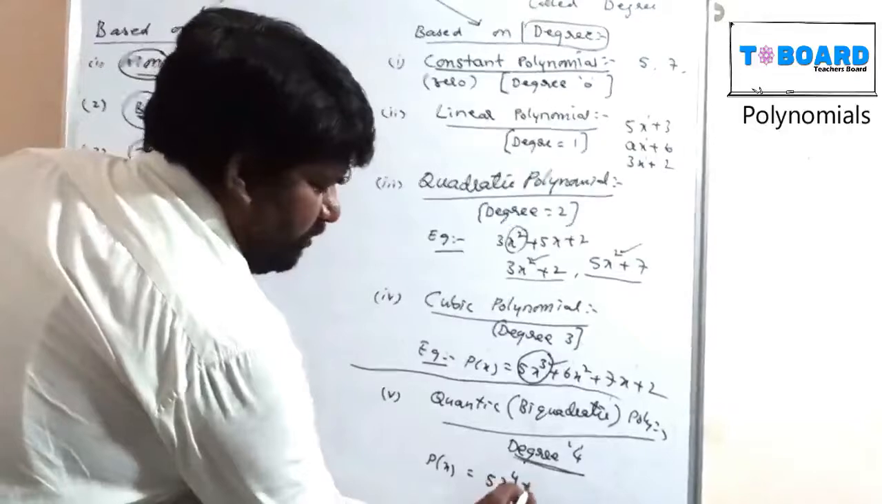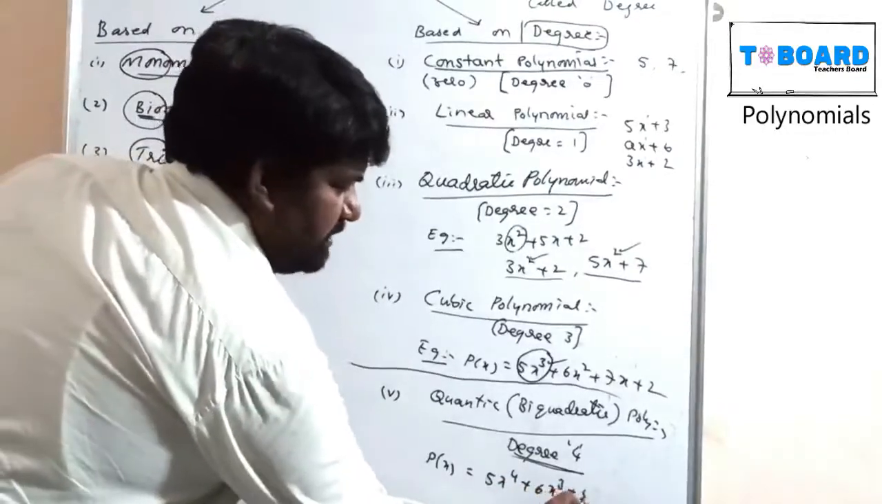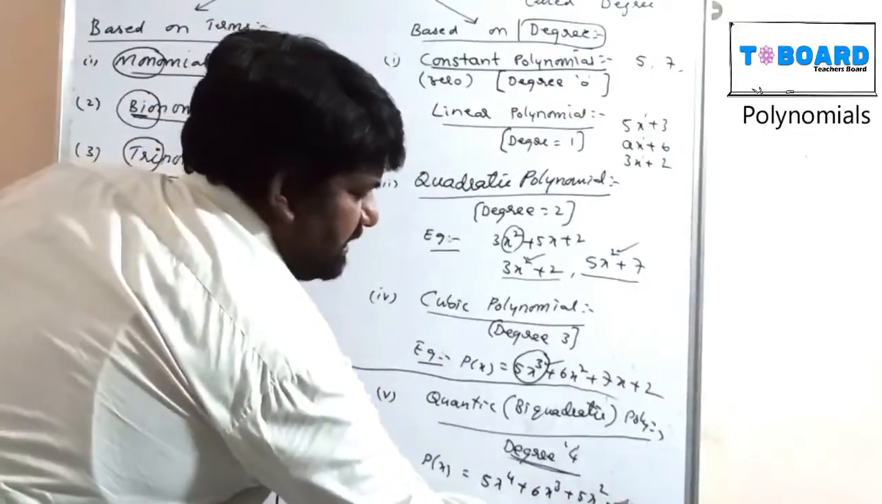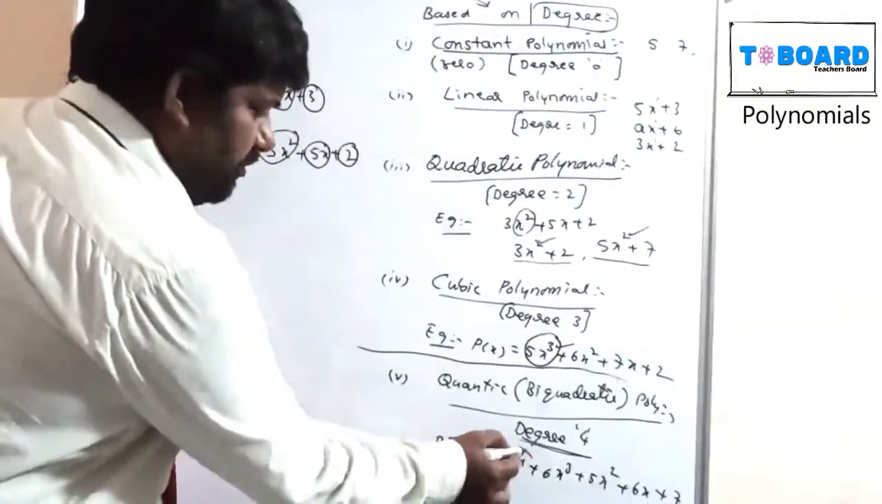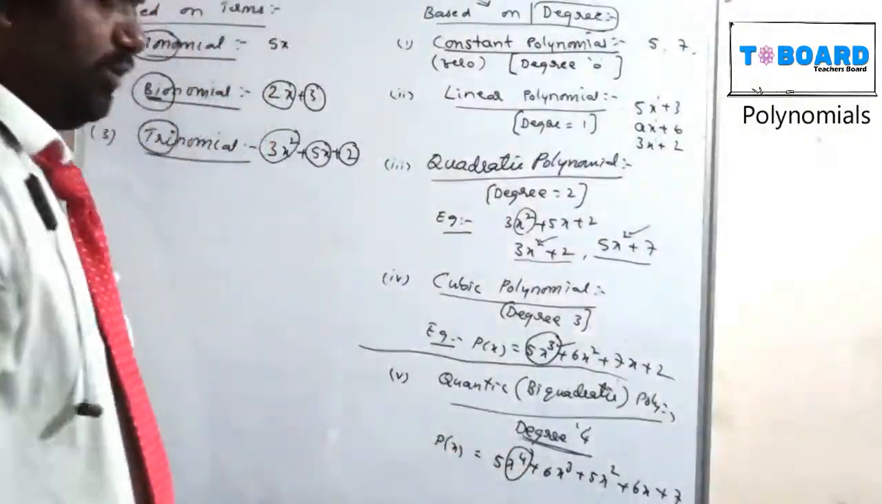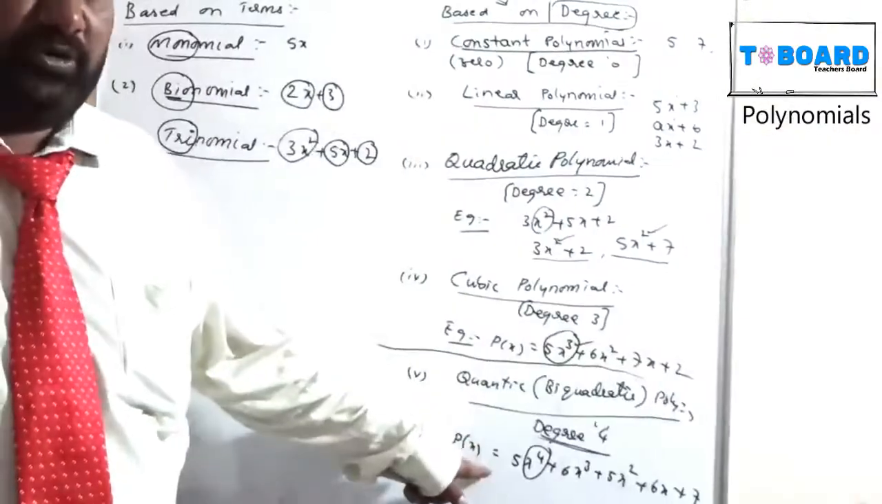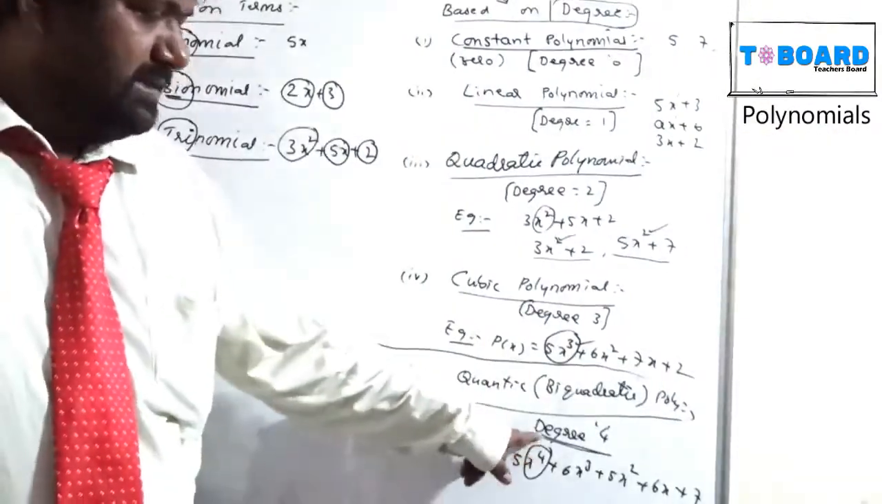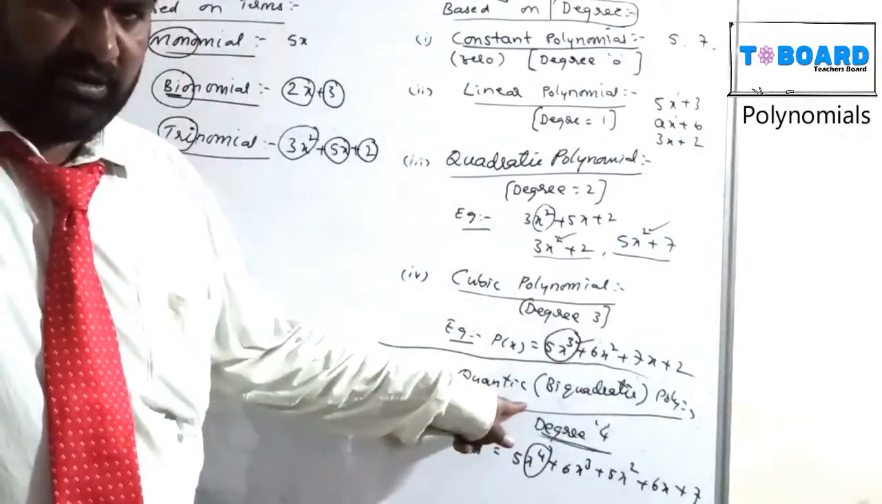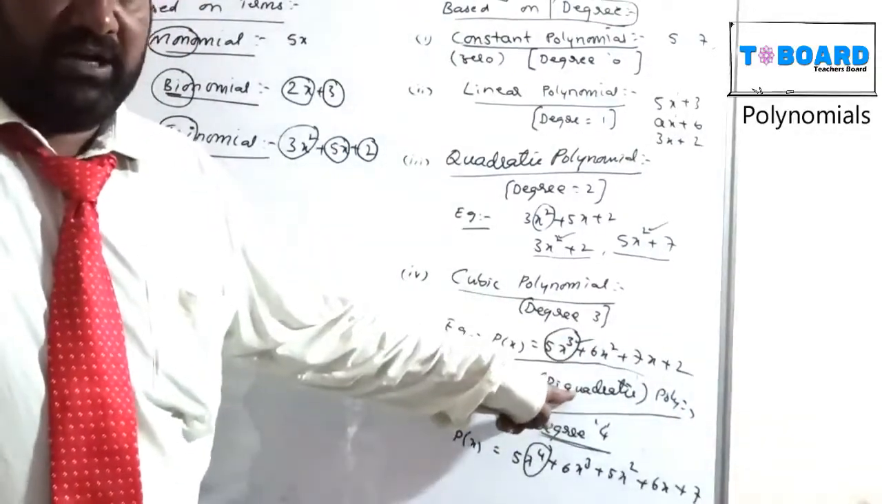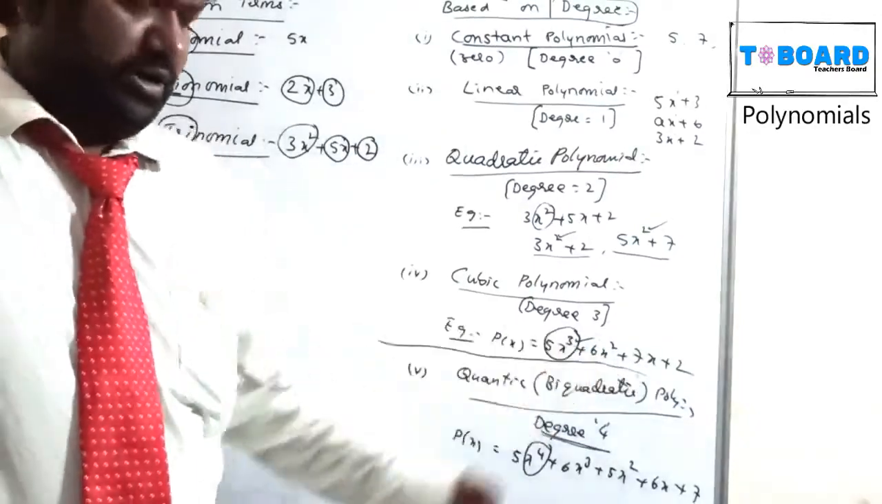5x power 4 plus 6x cube plus 5x square plus 6x plus 7. In this, the highest power of the variable is 4, x power 4, so the degree is 4. Degree 4 means a quartic polynomial. Quartic means biquadratic: quartic or biquadratic polynomial.